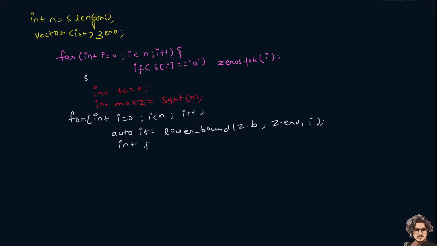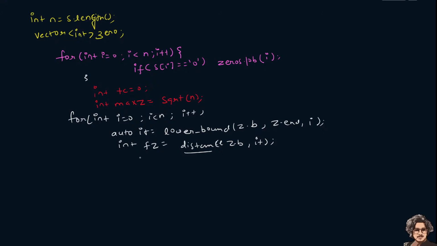So int firstZero is the distance from zeros.begin to this iterator. We find the distance and store it. Now we have a substring with a zero.